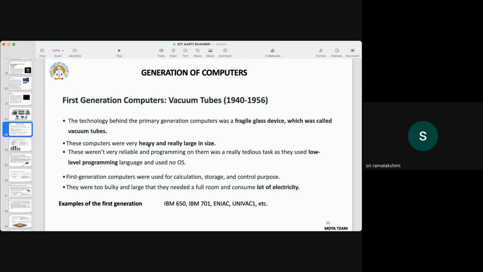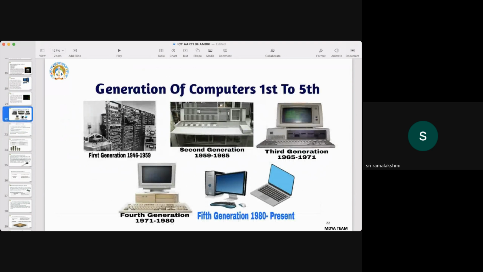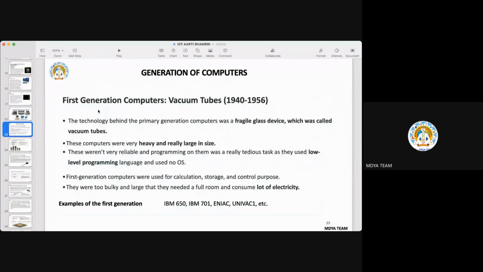Ma'am, can you please go back a slide? Here for the first generation you have given 1946 to 59. Now go to the next slide. Something else is written here, 1940 to 50. Which is correct? It doesn't matter, just around 40s to 50s. Just remember this. Don't put much stress on it.